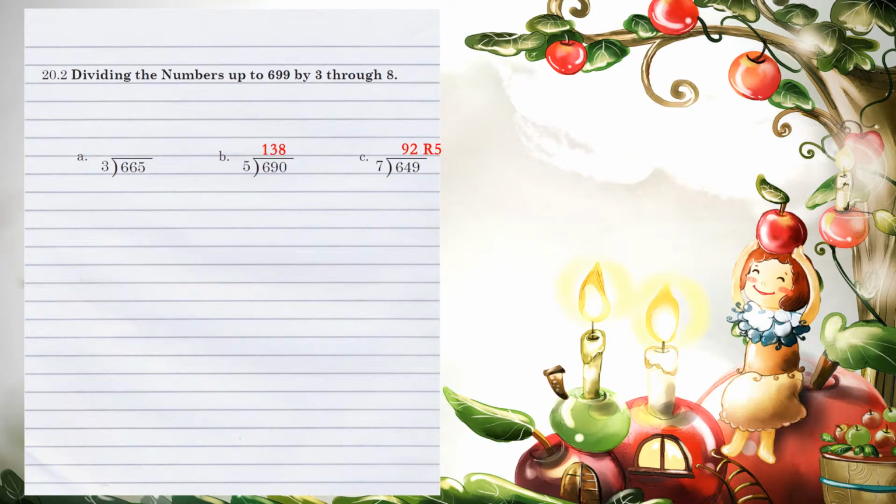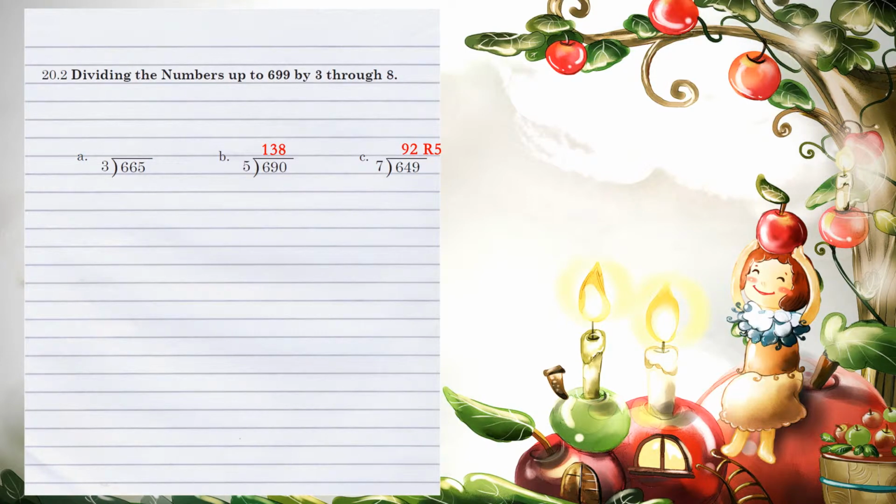Unit 20.2, dividing the numbers up to 699 by 3 through 8. Example A. 3 can go into 6 2 times. 2 times 3 is 6. When you subtract, you get 0. Bring down the second number of 6.